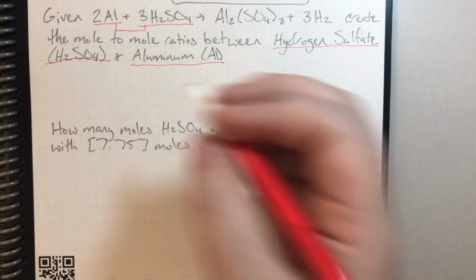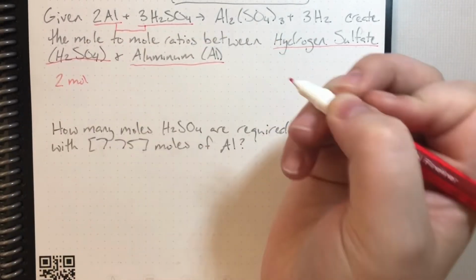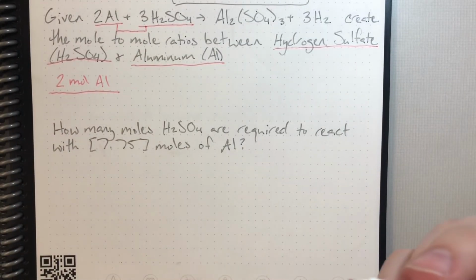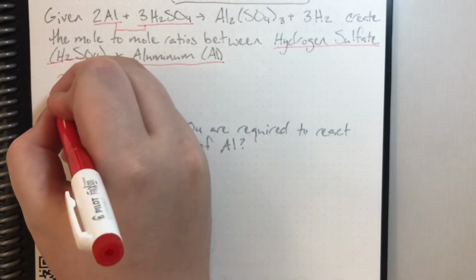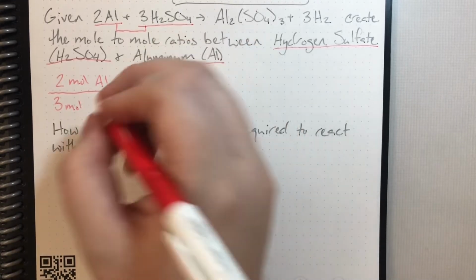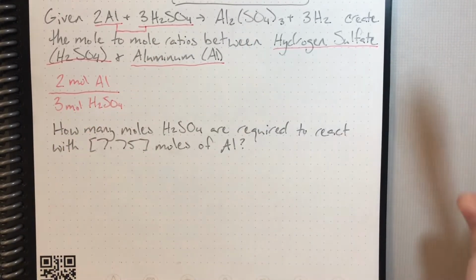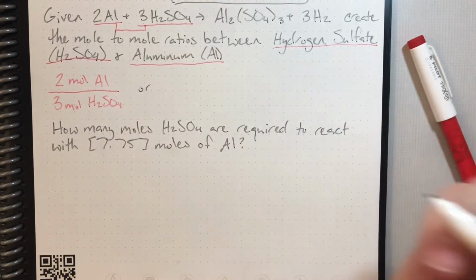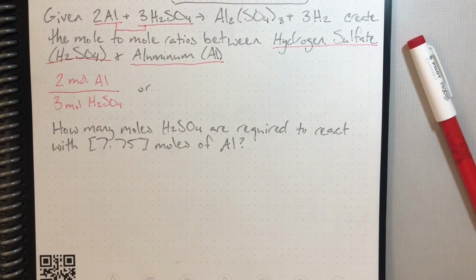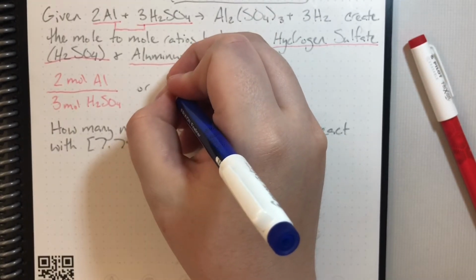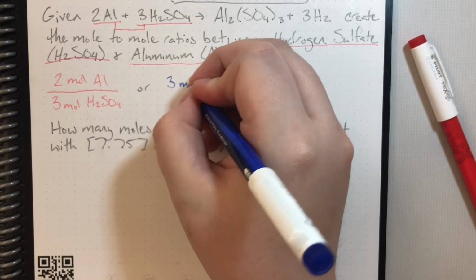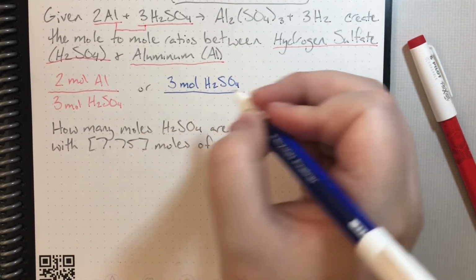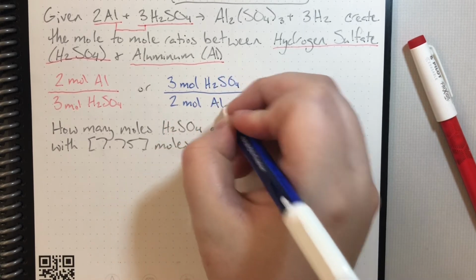The coefficient in front of aluminum is 2, so I will have 2, the word mole, and then aluminum is just Al. For every 2 moles of aluminum, I will have, with the coefficient in front of the compound being 3, 3 moles of hydrogen sulfate. This is not the only way that I could possibly need this mole ratio, so I'm going to flip it so that I can have both available to me. So I have previously said for every 2 moles of aluminum, I will have 3 moles of hydrogen sulfate. This time I am saying for every 3 moles of hydrogen sulfate, I will have 2 moles of aluminum.